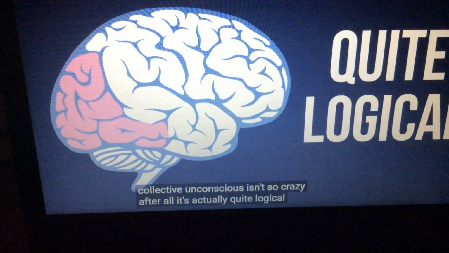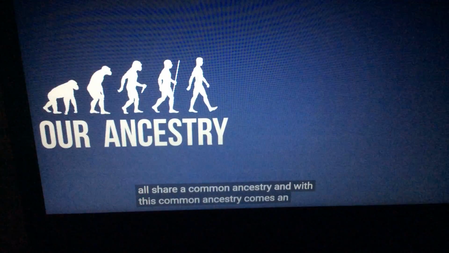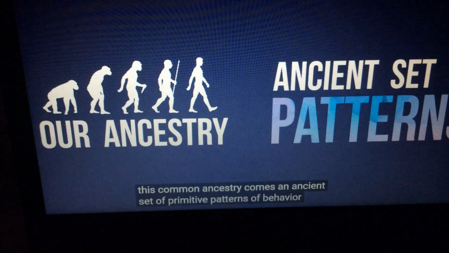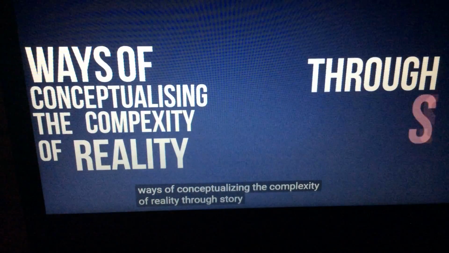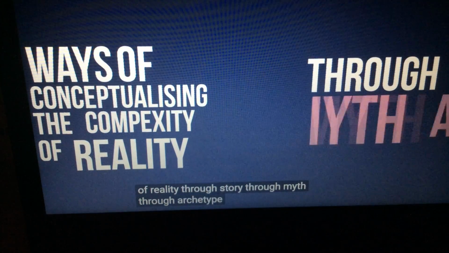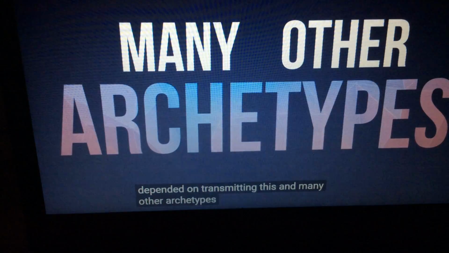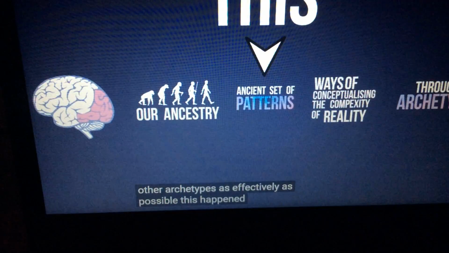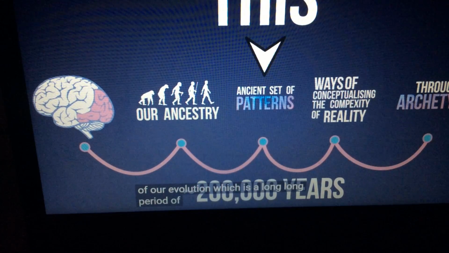It's actually quite logical. We all share a common ancestry, and with this common ancestry comes an ancient set of primitive patterns of behavior. Ways of conceptualizing the complexity of reality. Through story, through myth, through archetype. Their survival depended on transmitting this and many other archetypes as effectively as possible. This happened over the course of our evolution, which is a long, long period of time.